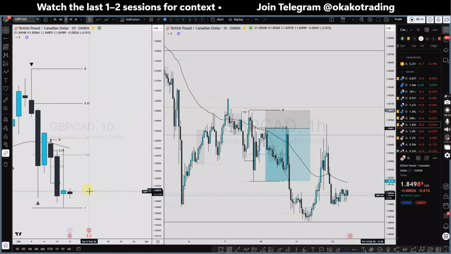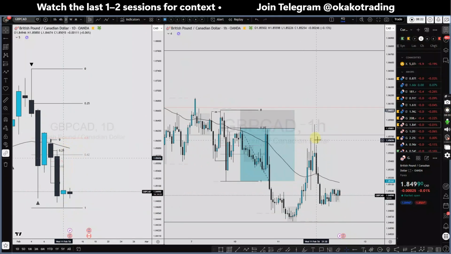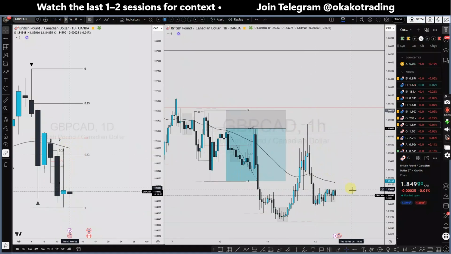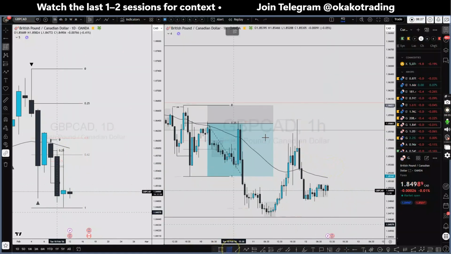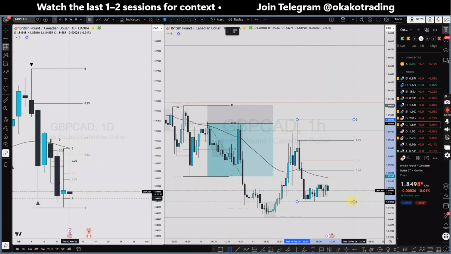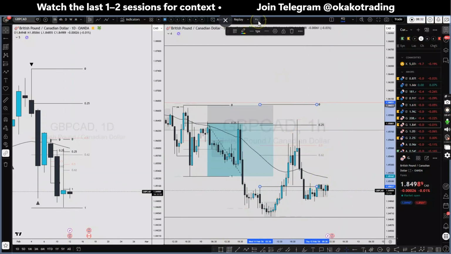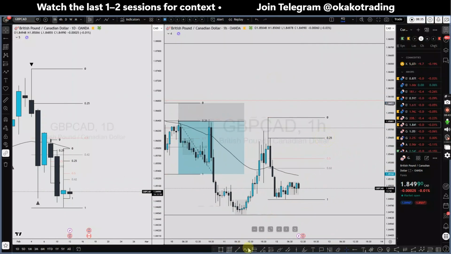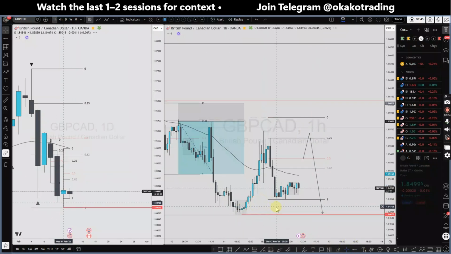Okay, GBP CAD, we just corrected all the way higher last day to a 38.2, and right now we are dropping. I can spot a setup here. We can look for shorts if price managed to correct all the way higher to this level before clearing this low. Let's see how it unfolds. We can target this low.